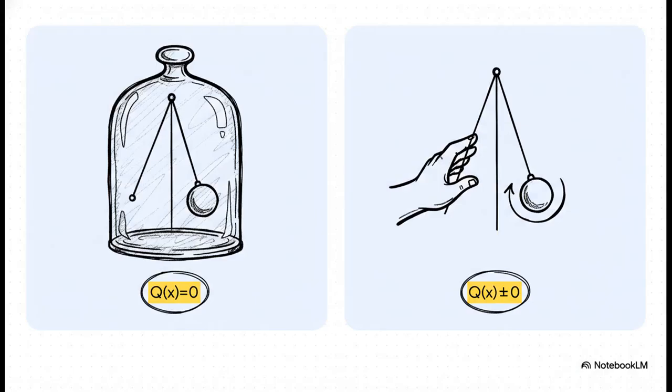Now, these equations come in two main flavors, and it all boils down to that q of x part on the right. If q of x is just 0, we call the equation homogeneous. You can think of this as our coffee cup cooling in a perfectly sealed room with a constant temperature. It's a closed system. But if q of x is not 0, we call it non-homogeneous. That means some outside force is messing with it. Maybe a fan is blowing on the cup, actively changing things.